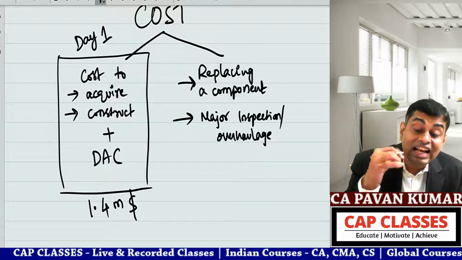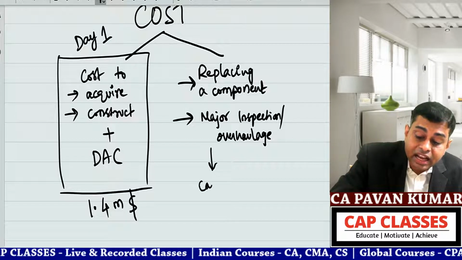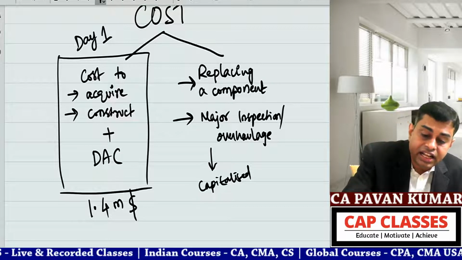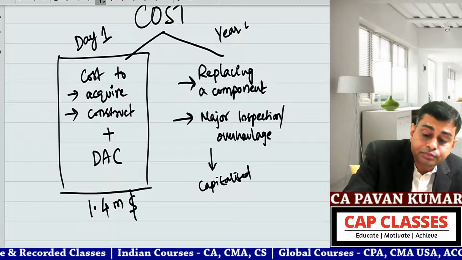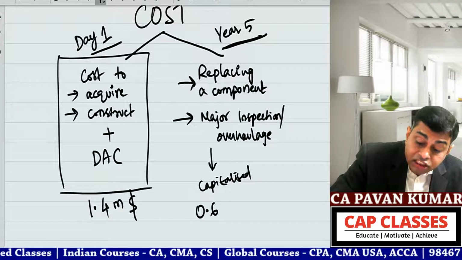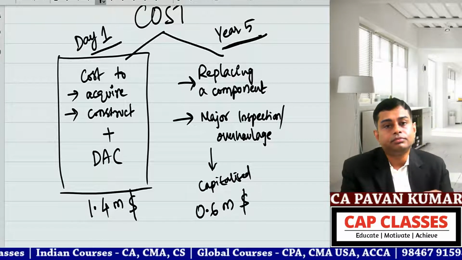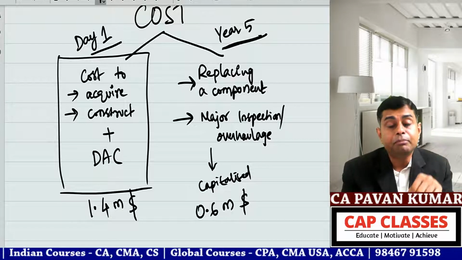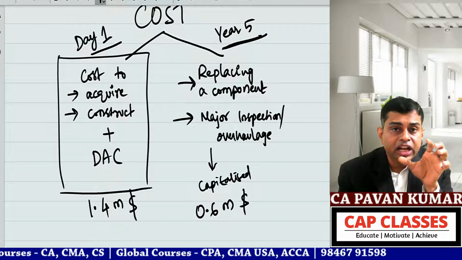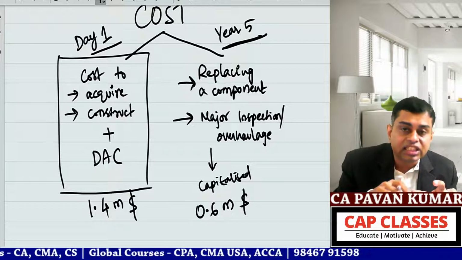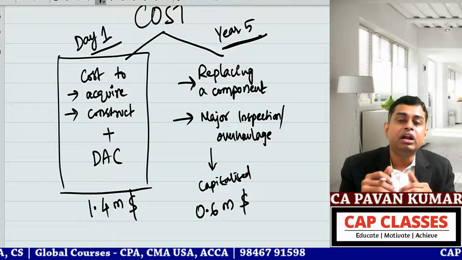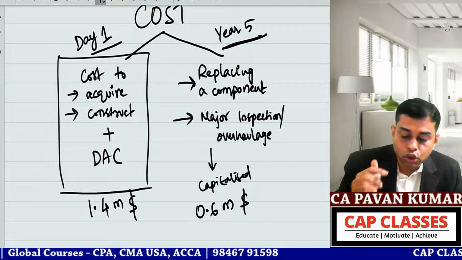Based on certain conditions, these can be capitalized and included in, you know, year 5. This is day 1, this is year 5. So for this I have spent 0.6 million US dollars. In my books now, today, the asset will appear at $1.4 million plus $0.6 million minus accumulated depreciation minus accumulated impairment loss. So this is to be added.